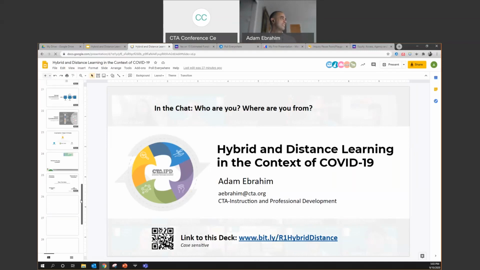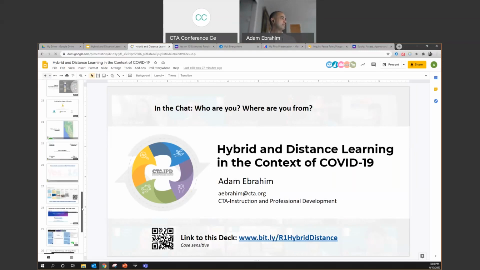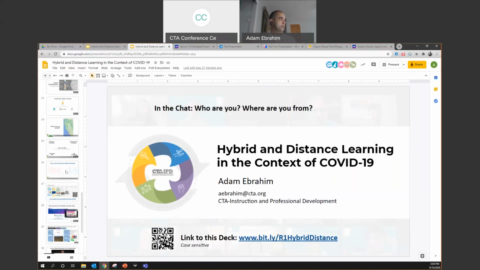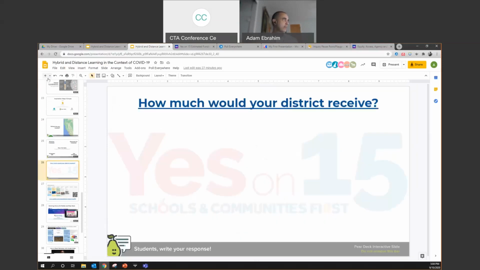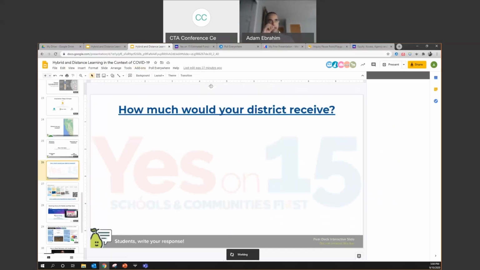Okay, so yeah, I love it because I'm doing my work, I'm building my deck, and then, okay, this is where I want to do something. I'm going to hit my Pear Deck add-on. Then I can just create my lesson or my task, my formative assessment.